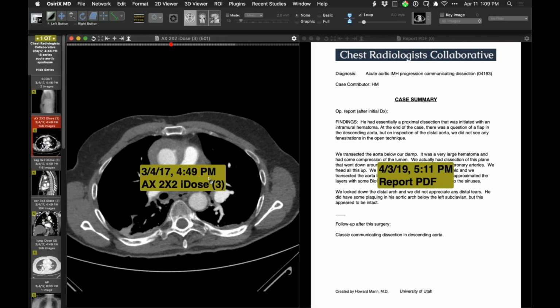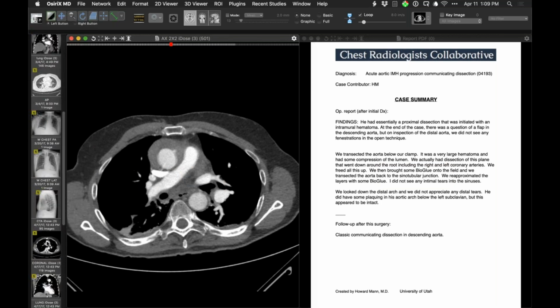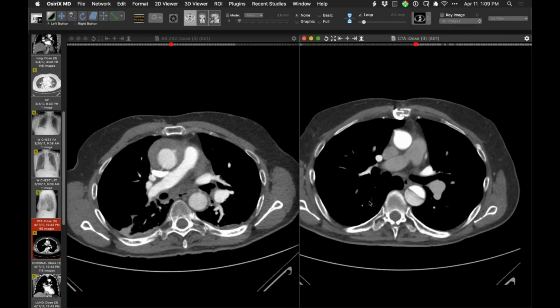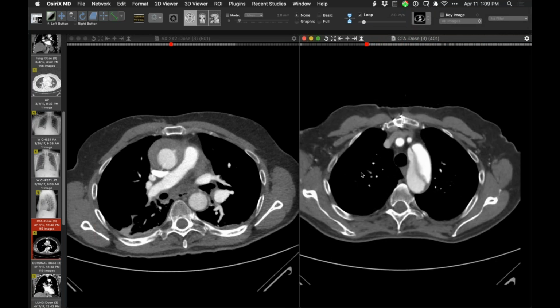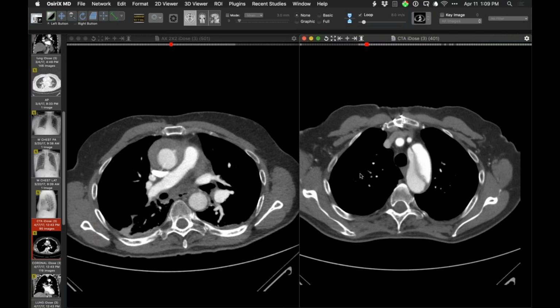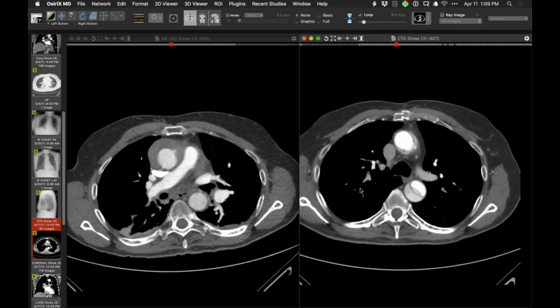Okay, let me see if I got mixed up here. No, that's right. So 417 is a little bit after the surgery. Sorry about that. And on the follow-up exam, oh yeah, we have a pretty classical communicating aortic dissection in the distal aortic arch and descending aorta. So it's really interesting how that evolved.